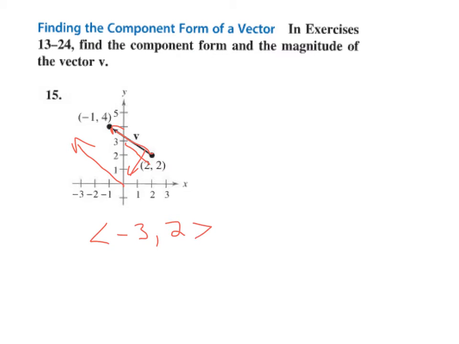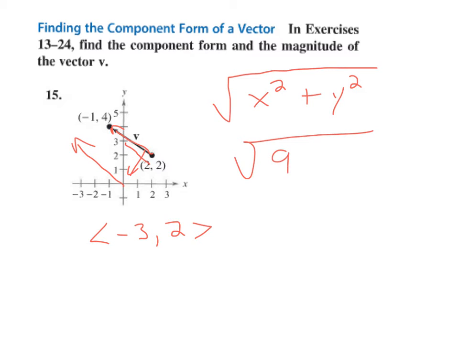Okay, and then what we're going to also do is find the magnitude. I'm going to do it basically in component form. It's real easy. I'm going to do the square root of my x squared plus my y squared. So this is going to be the square root of 9 plus 4. So this has a magnitude of root 13.